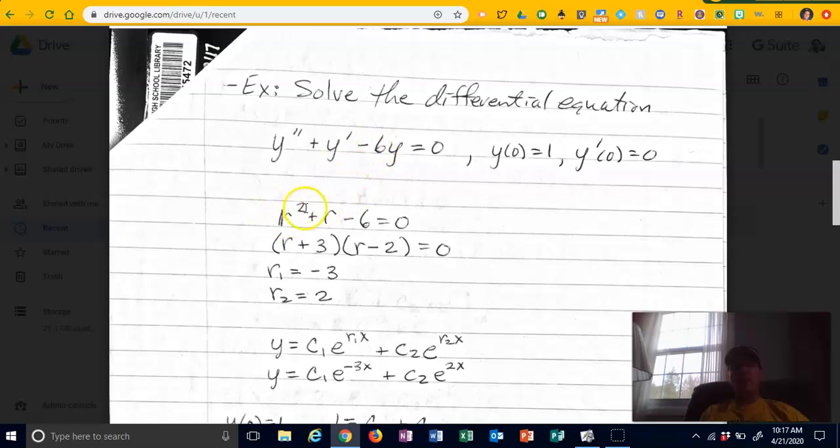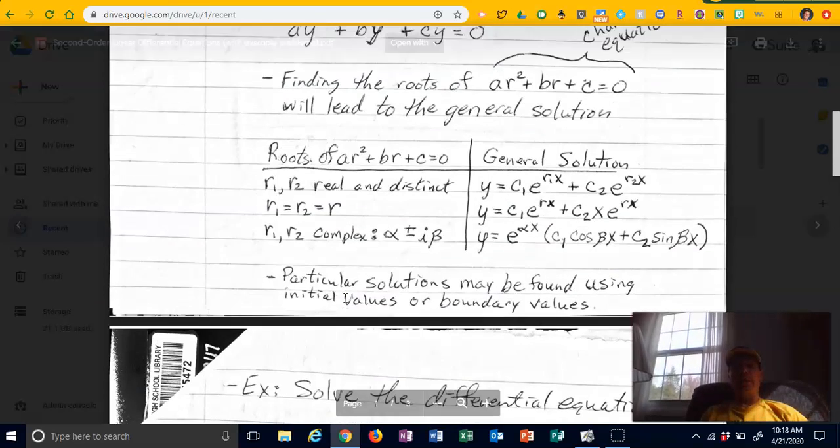So I have 1r squared plus 1r minus 6 equals 0. This factors on the left side into r plus 3 times r minus 2 equals 0. So one of the r's, we'll call it r sub 1, would be negative 3. The other one, we'll call it r sub 2, is equal to 2. All right, so we found that. So we have two that are real but distinct.